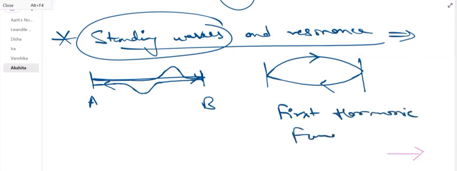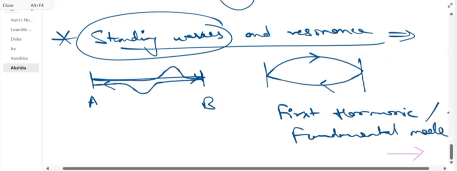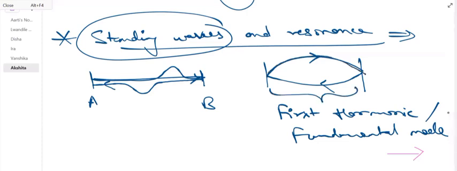or fundamental mode. Done. Now here, if you pay attention, it is a pulse. So one pulse is having a distance of lambda by 2. Correct? Yes, ma'am. Okay. So the length is lambda by 2. When I calculate lambda, it will be 2L.